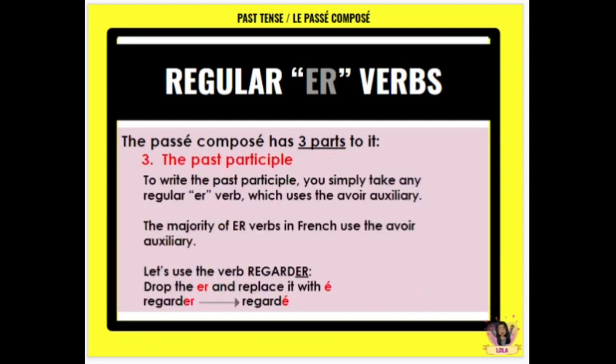And finally, the third part is the past participle. So to write the past participle, you simply take any regular ER verb which uses the avoir auxiliary. So the majority of ER verbs in French use the avoir auxiliary. So here's an example. I've taken the verb regarder, which ends with ER, and we're simply going to drop that ER and we're going to replace it with an E accent aigu. So originally it looked like this, and finally it's going to look like this. The ER changed to E accent aigu.